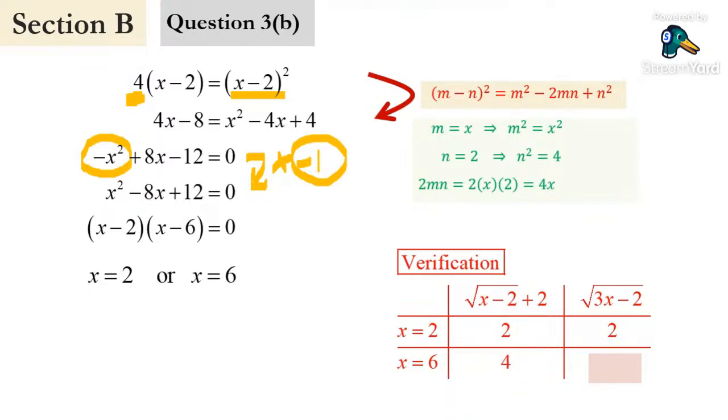Substitute 6 inside left, get 4. Substitute 6 inside, got 4 also on the right. So therefore, both of them is the answer. Jadi in this case here, dua-dua adalah jawapan. Because the left-hand side and the right-hand side have the same result by the time you substitute. There goes the answer.